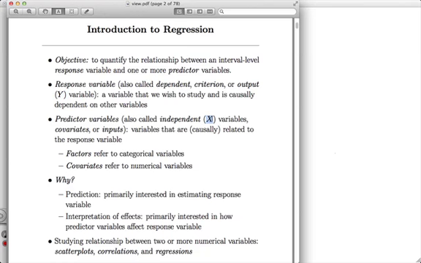One other term that you're going to need to know about predictor variables. There are two types of predictor variables, and these two types are factors and covariates. So factors usually refer to categorical variables. Now the term factor has other meanings in statistics and machine learning, but in a regression context, it's going to mean a categorical predictor variable, while covariates will usually refer to numerical variables. All right, so that's the basic objective of regression.